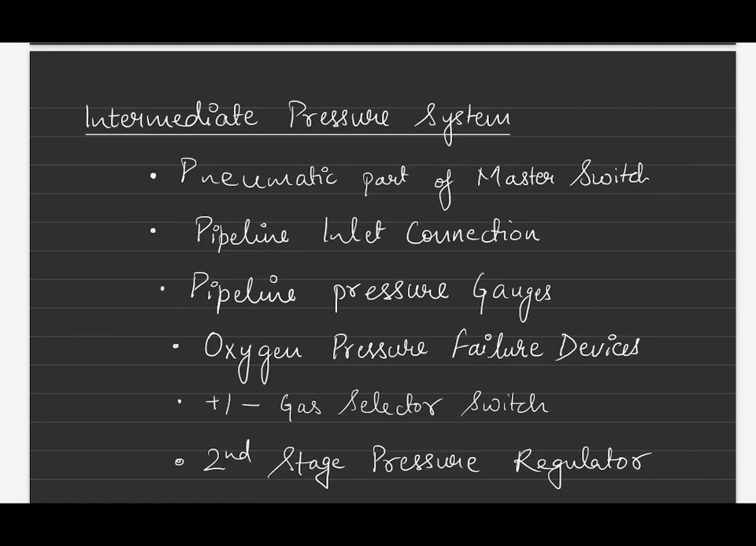Hello everyone. This class is a continuation of previous class. In previous class we discussed high pressure system of anesthesia machine. In this class we will be discussing intermediate pressure system of anesthesia machine. So intermediate pressure system has following components.